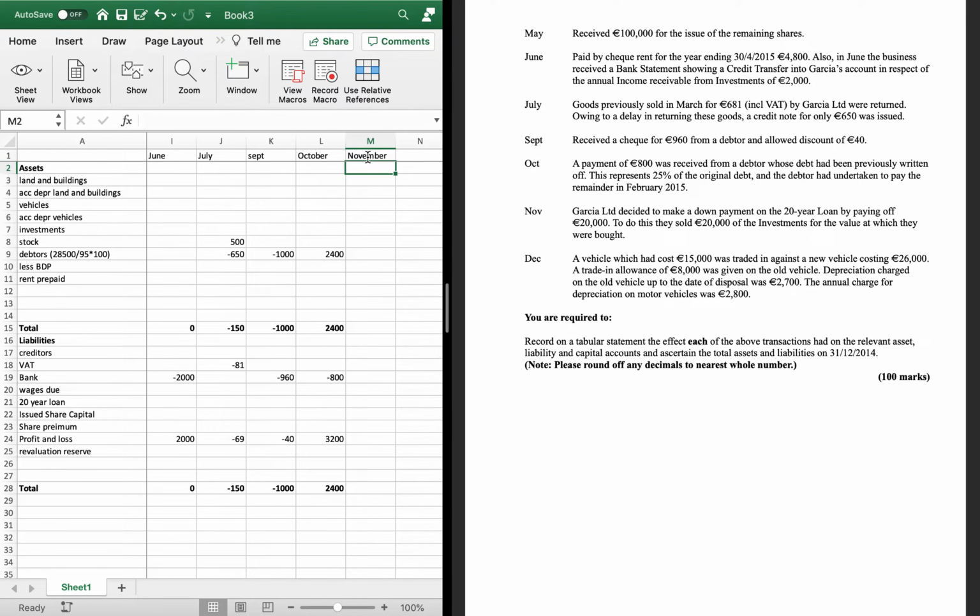November then. Garcia Limited decided to make a down payment on the 20-year loan by paying off 20,000. So what's happening? The loan is going to go down by €20,000. How did he do it? So we either did it by bank or some other way. So to do this, he sold off investments. So investments go down by 20,000 euros. And that's it. Nothing else to do there.